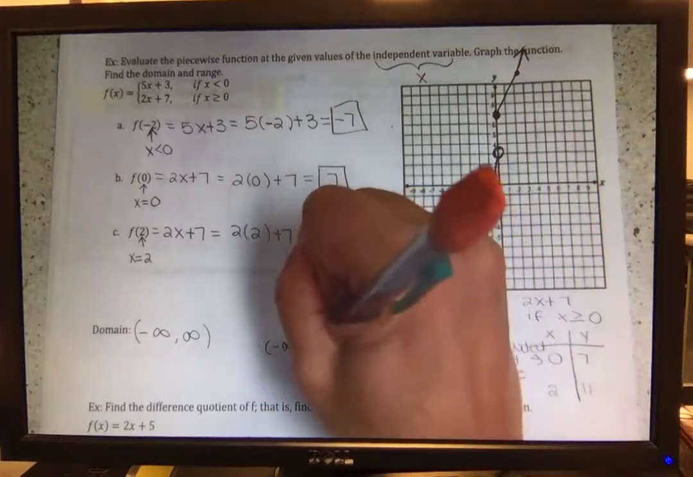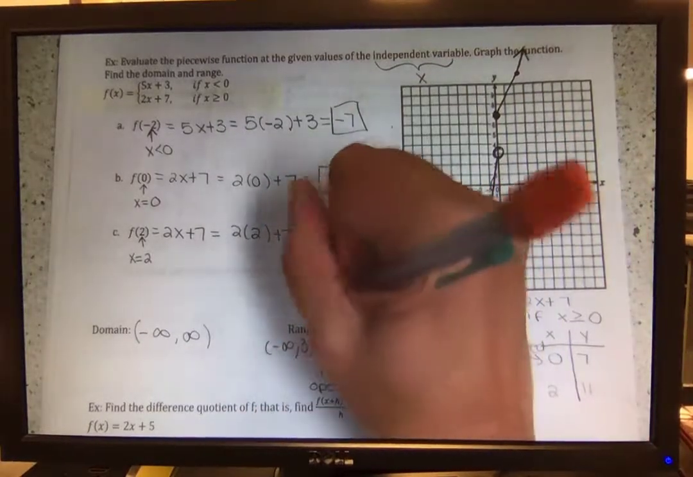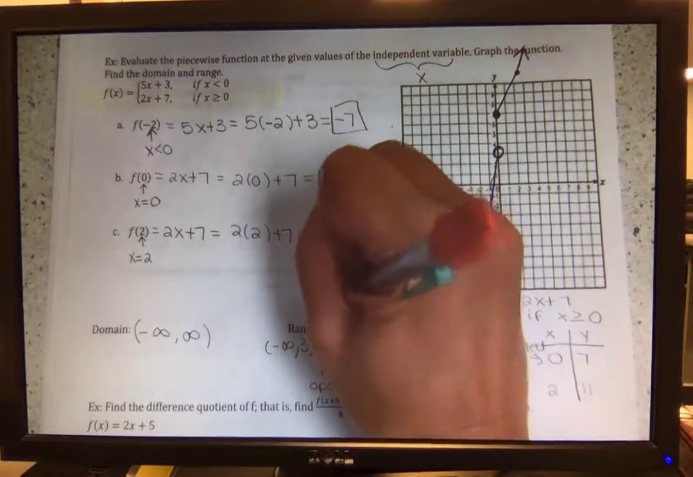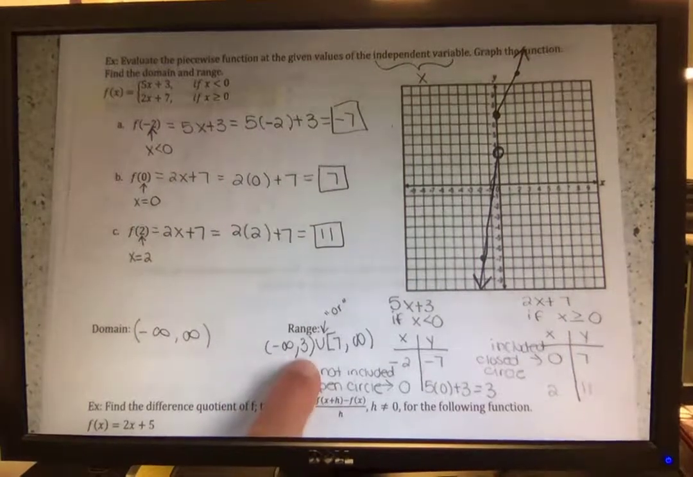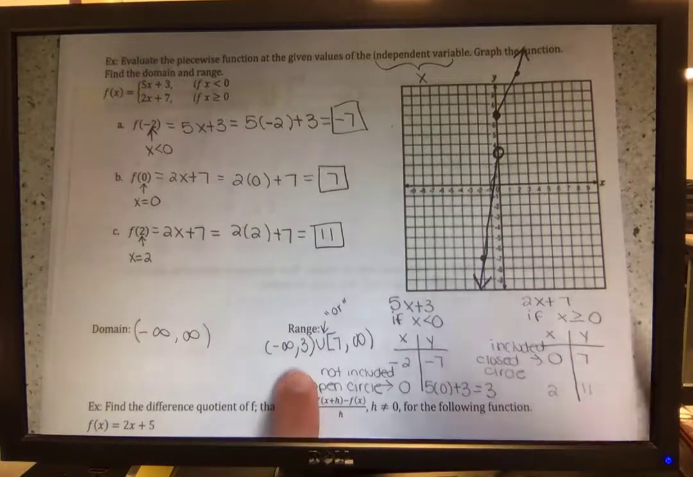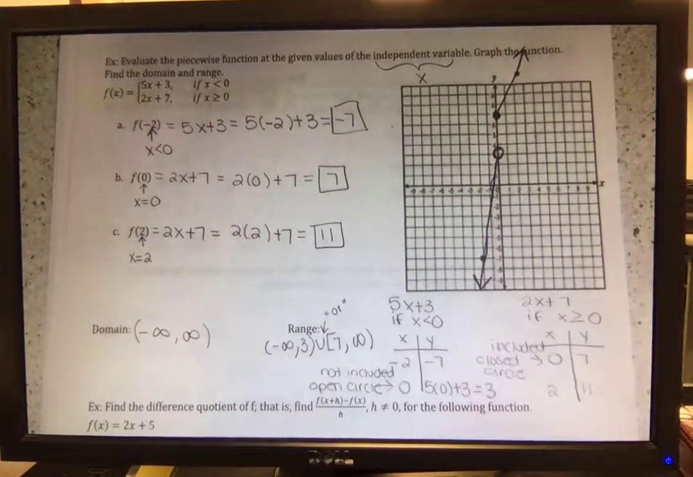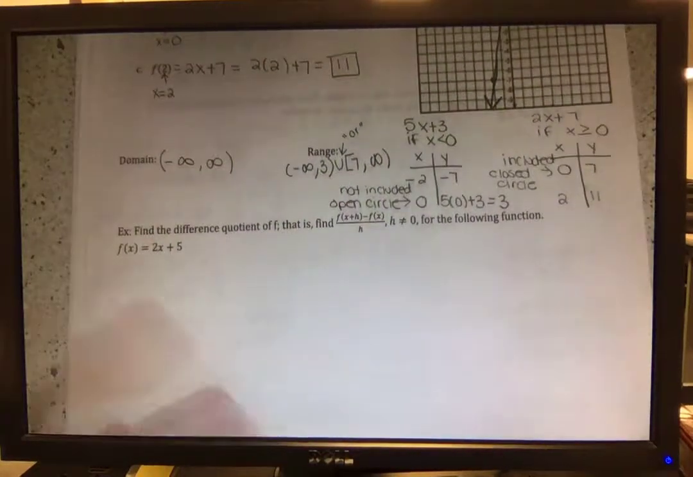So we write the word "or" as a capital U looking shape to unite those two intervals together. So we have -infinity to 3, or we have from 7 to infinity. For 3, we have a parenthesis, it's an open circle. For 7, we have a bracket because it's a closed circle. And infinities, of course, always have parentheses.